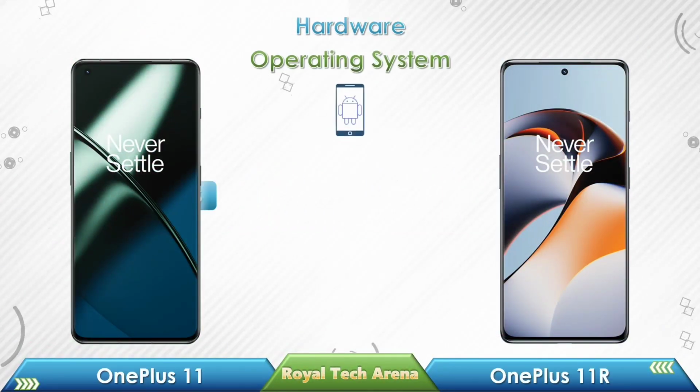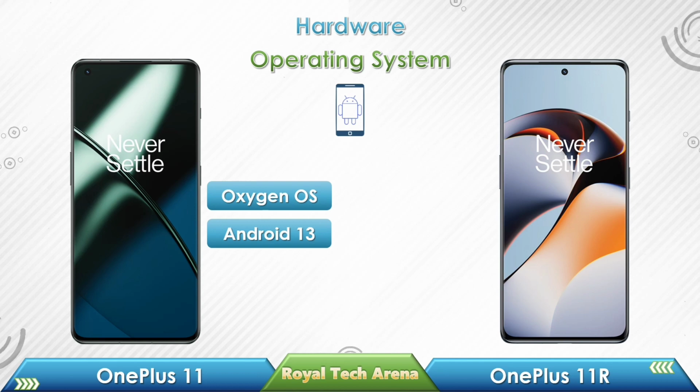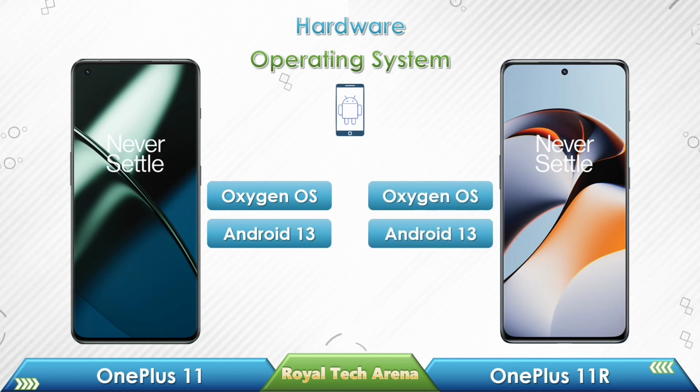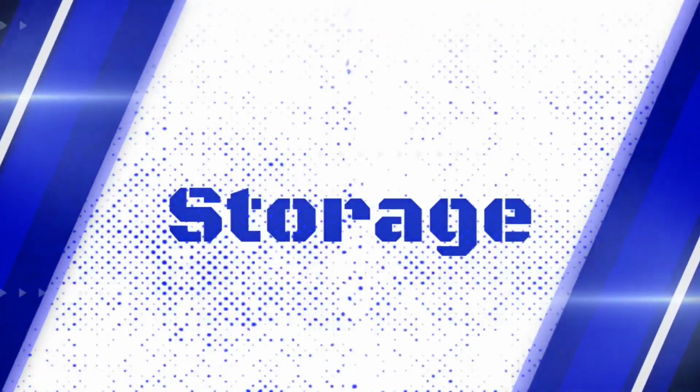Let's compare the operating system. OnePlus 11 comes with Oxygen OS-based Android 13 operating system, and the OnePlus 11R also comes with Oxygen OS-based Android 13 operating system. Friends, let's compare the storage.